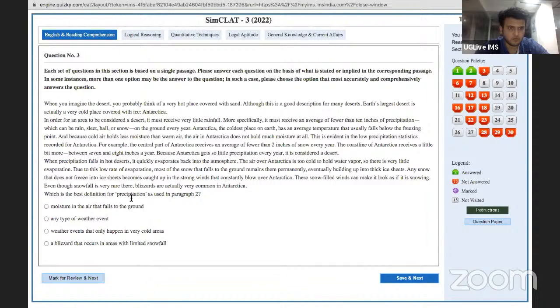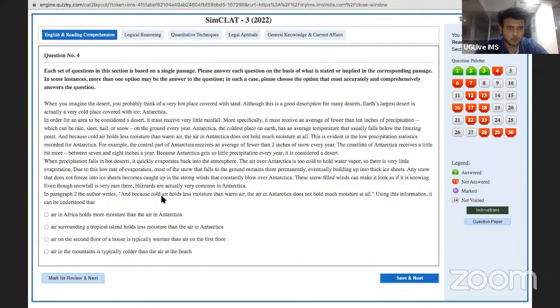Which is the best definition of precipitation used in paragraph 2? It must receive an average of 10 inches of rain. Moisture in the air that falls to the ground, any type of weather events that only happen in very cold areas, blizzard that occurs in areas with limited snowfall. Yes, guys, what do you think should be the answer? Simple.